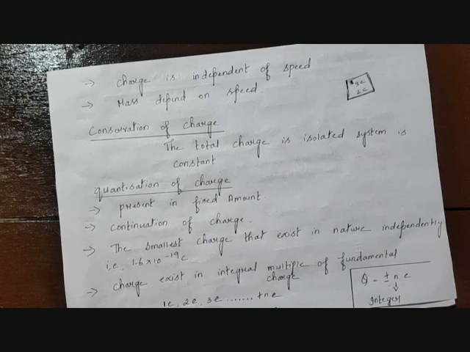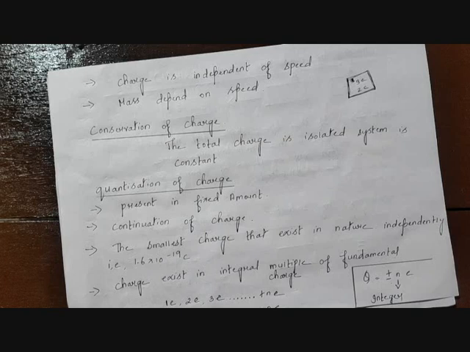Now, what's quantization of charge? What I wrote here: present fixed amount. What does it mean? Present fixed amount. Suppose I'm giving an example outside of physics, okay? See, if you go to any showroom and buy a shirt, will the seller give you half a shirt? Never, right? They will give you a full shirt. Half is not possible, right? Means this is fixed. Clear?